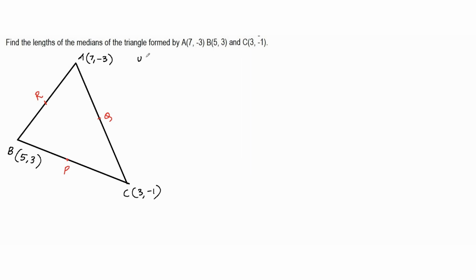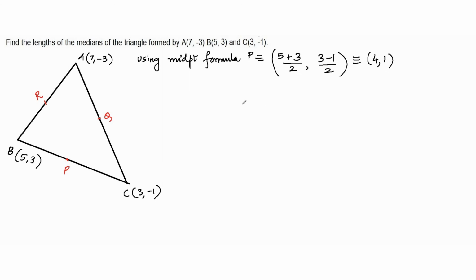So using midpoint formula, I can find the coordinate of P. So P is the midpoint of BC, so it is going to be 5 plus 3 divided by 2, 3 minus 1 divided by 2. Now 5 plus 3 is 8, 8 by 2 is 4 and 3 minus 1 is 2, 2 by 2 is 1. Therefore, the coordinate of P is going to be 4, 1. Similarly, let's use the midpoint formula to find the coordinates of Q and R.